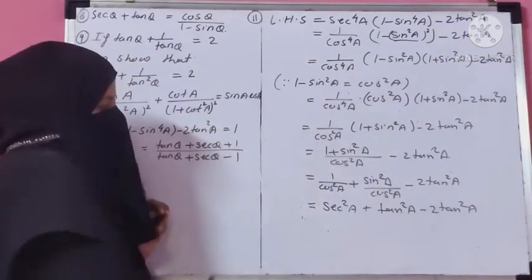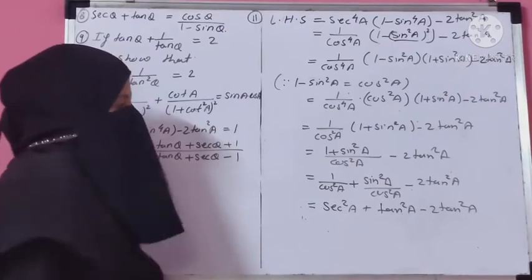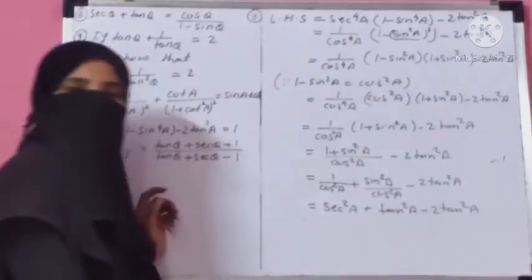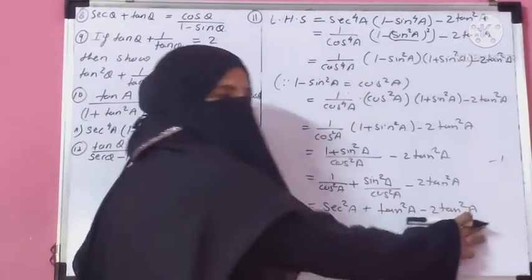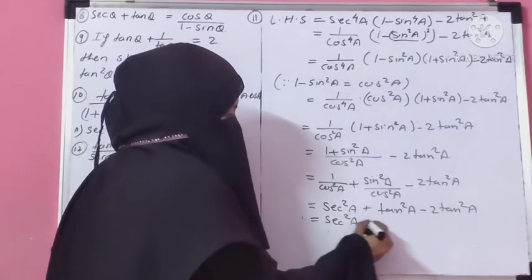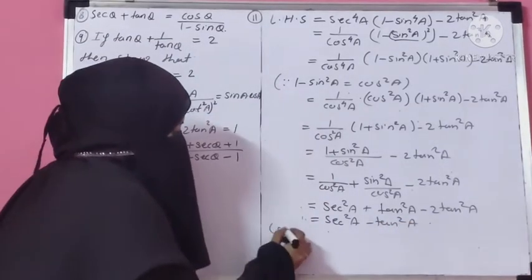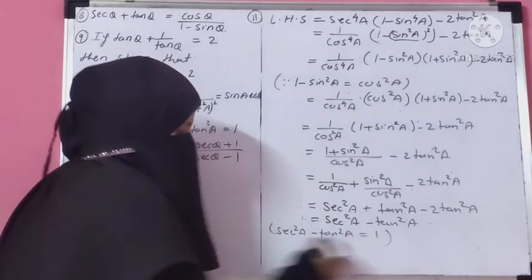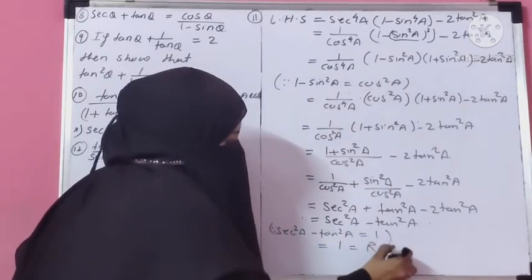Here 1 tan square A minus 2 tan square A is minus 1 tan square A, since 1 minus 2 is minus 1. So the next step is sec square A minus tan square A. And you know the formula: sec square A minus tan square A is equal to 1, from identities. So it is equal to 1, which is the right hand side.